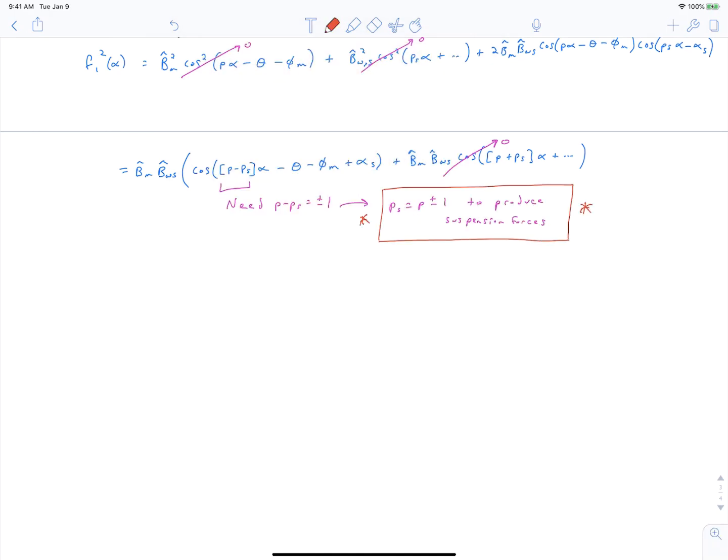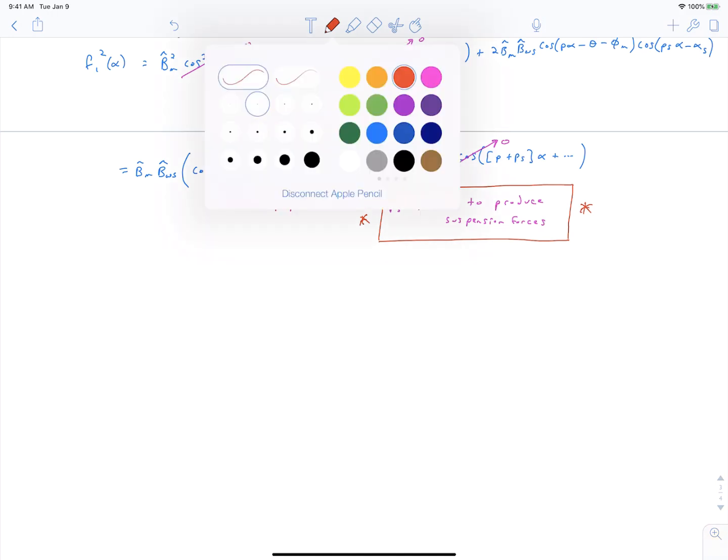So we need the condition that our suspension pole pair number needs to be equal to our motor pole pair number plus or minus 1. We've just proved that. We said that at the beginning of the video, and now we've just proved that in order to create a Maxwell force, this needs to be true. This condition needs to be met. That's the only way that we are producing a net force on our rotor. So that is a very important result.